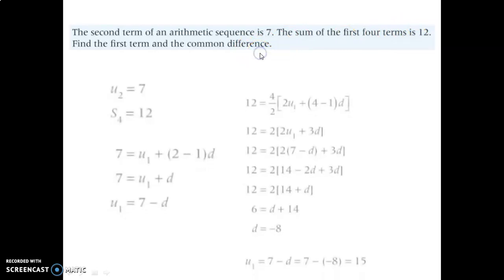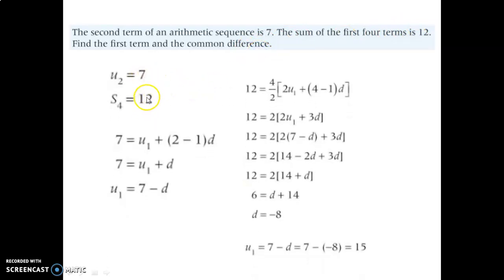How about this one? The second term of an arithmetic sequence is this. And the sum of the first 4 terms is this. Find the first term and the common difference. Okay, u2 is this. The sum is this. We can say this using the u2. We put it into the un formula. Allows us to solve for this formula. But there we have 2 variables. Therefore, we're going to take the sum formula for the first 4 terms. All right. Solve that, simplify until we can substitute.